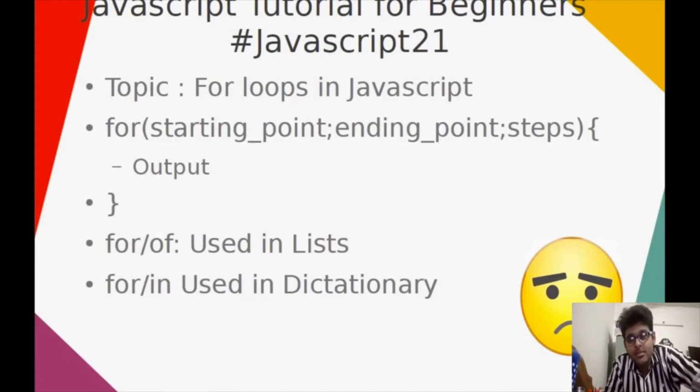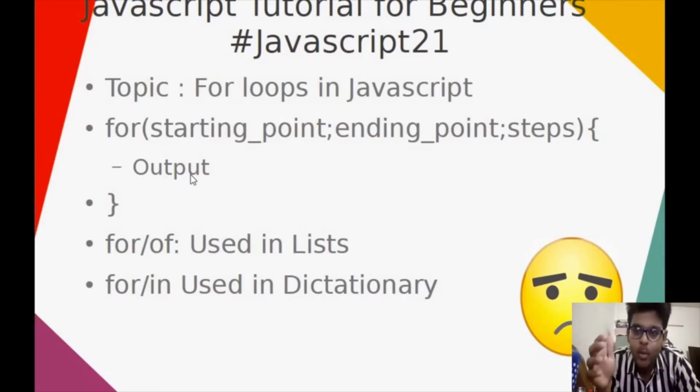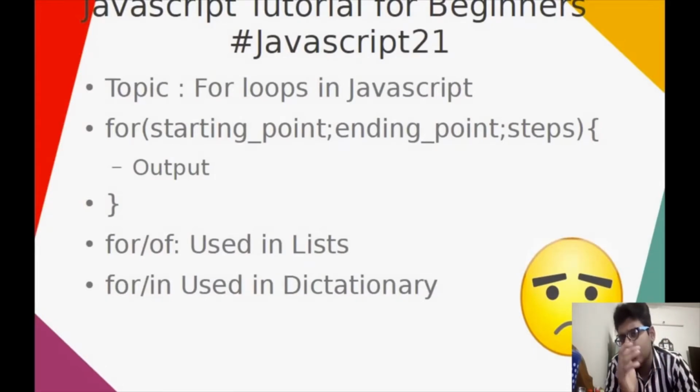For loop is different from while loop because a for loop first takes three parameters: the first parameter is the starting point, the second parameter is the ending point, and the third parameter is the steps, that is how many steps you're going to execute. Then it takes curly braces, and in the curly braces go your conditions.